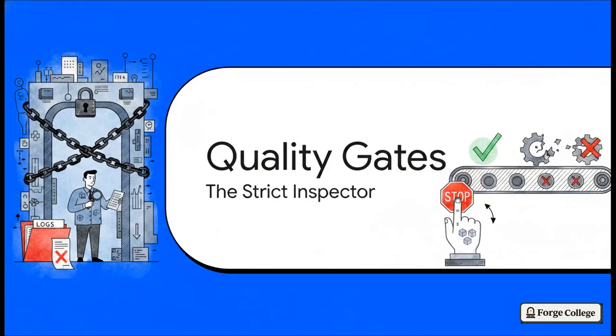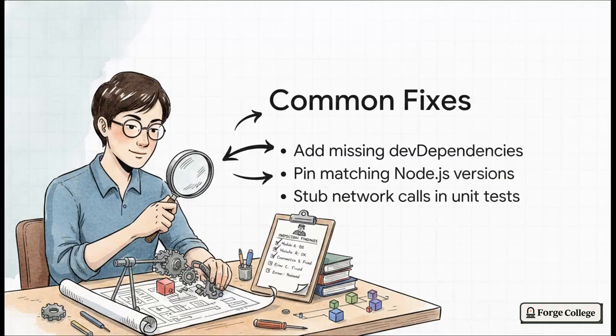Okay, station 5. Quality gates and validation. Meet the strict inspector. So our pipeline might be fast and secure now, but we still need a strict inspector at the end of the line to review the logs and catch any failures. And when that inspector inevitably finds a flaw, and trust me, it will, do not panic.